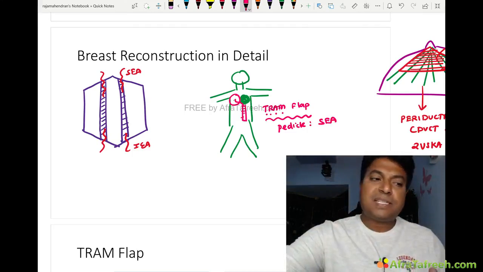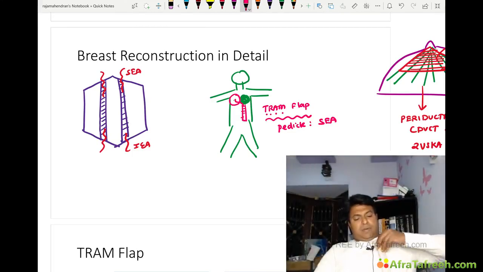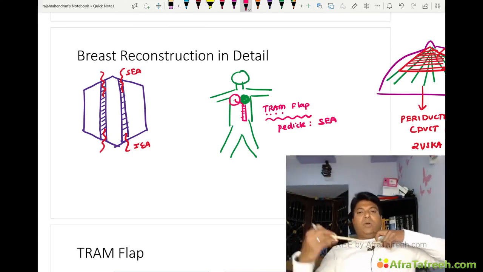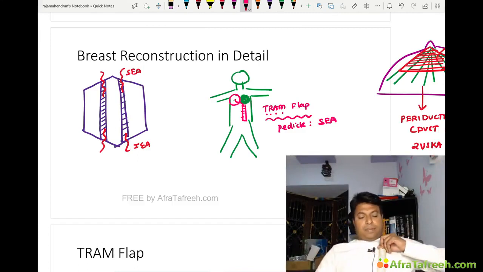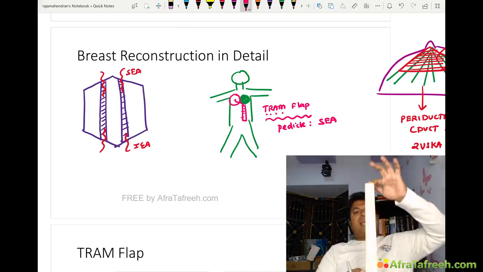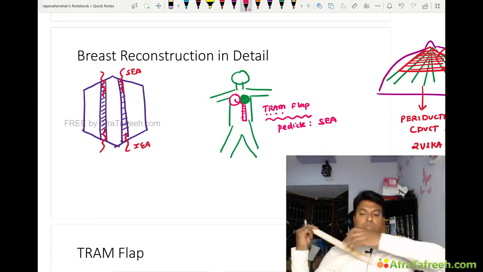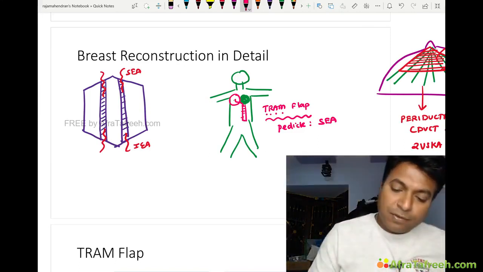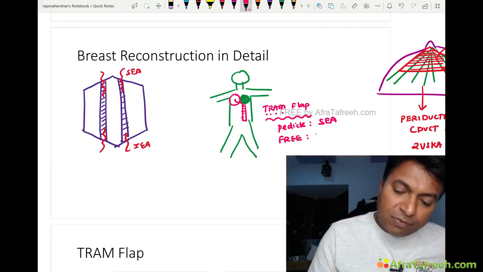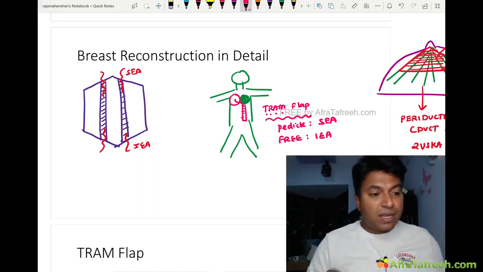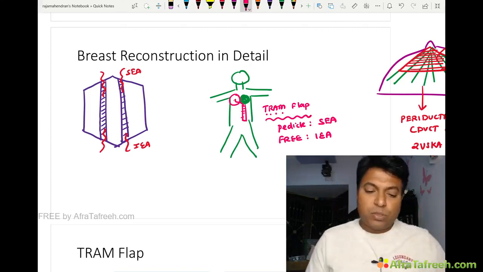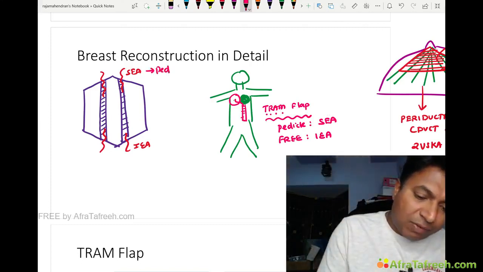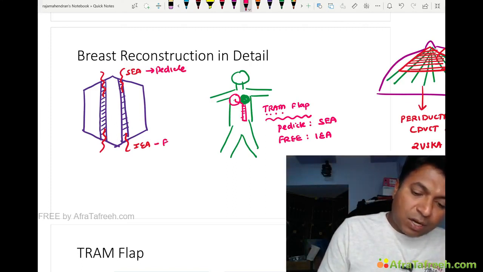So pedicle means, please remember, the rectus abdominis muscle will be shifted like this without any microvascular anastomosis. Just like that, I can shift it here. This is a TRAM flap. Free flap: I will take it out. Please remember, I have now taken it out and I will keep it here and suture it with some vessels there. That is known as free flap. Free flap is done with the help of the inferior epigastric artery. So TRAM flap is of two types. Using the superior epigastric artery is a pedicle flap. Using the inferior epigastric artery is a free flap.